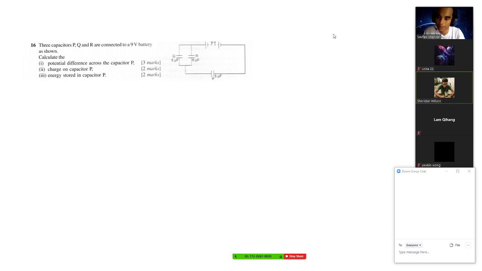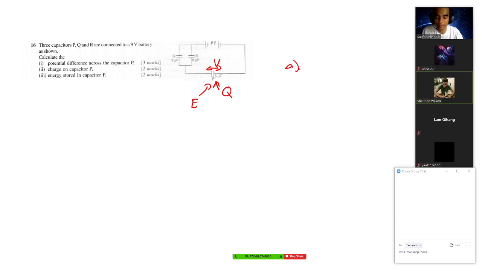Okay. Number 16, three capacitors P, Q, and R are connected to a 9-volt battery as shown. Calculate the potential difference across capacitor P. How to get the potential difference across P? So you have to find the potential difference V across P, the charge Q of capacitor P, and number 3, the energy stored in capacitor P. Everything is on P, right? P, P, P.